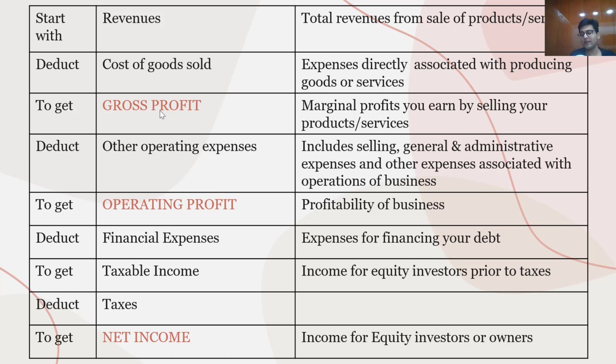Gross profits basically represent the marginal profits you earn by selling your product or service. What I mean by that is, let's assume that the gross profit of Apple is 60%. That means for every iPhone they sold for X amount of dollars, they get 60% of that as their gross profit. So they have to incur only 40% to produce that iPhone.